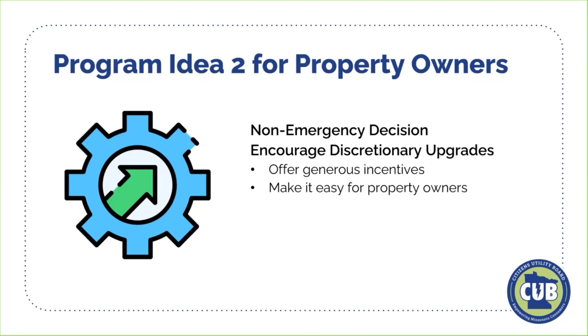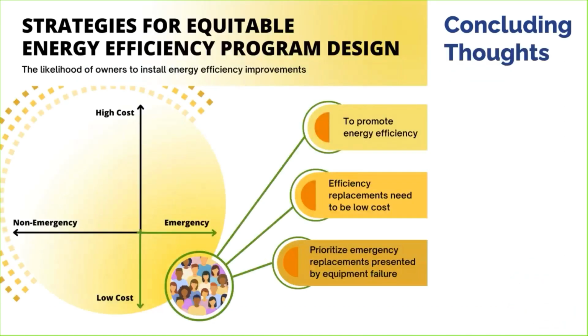So things like common areas or exterior lighting in particular. Okay, and finally, an infographic to wrap up. To promote energy efficiency, especially in these populations, our options need to be low cost. We need to prioritize replacements for both homeowners and rental property owners during equipment failure.